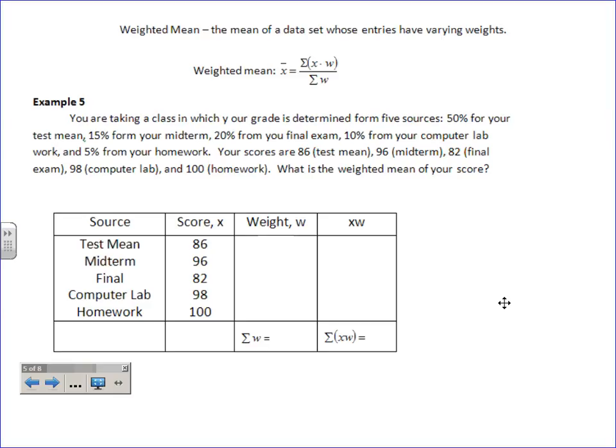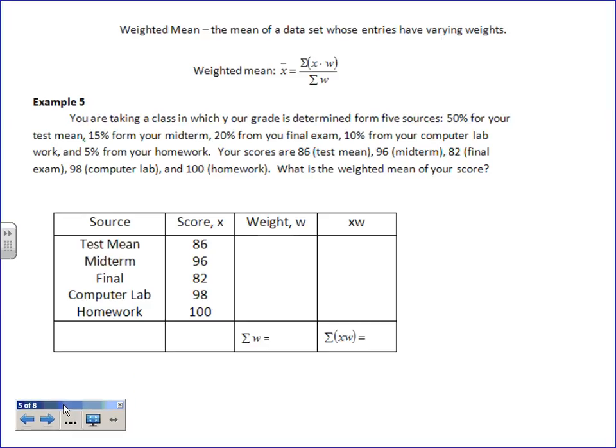Okay, so we have a very good example right here. It says your class grade is determined from five sources: 50% from the test average. So you take all your tests and average them together, and that's what 50% of your grade is. 15% from your midterm, 20% from your final, 10% from computer lab work, and 5% from your homework. I'd say this is roughly a good college distribution right here. And that's if you even get anything for homework.